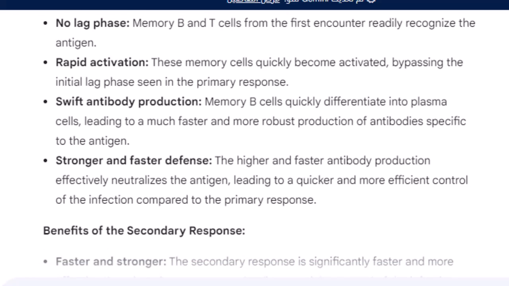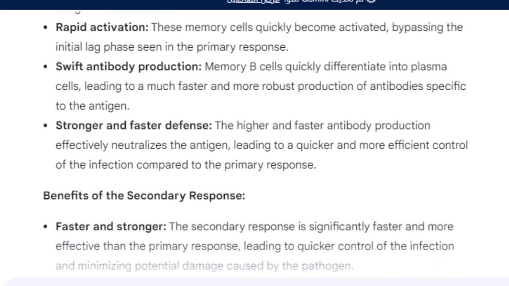Swift antibody production: memory B cells quickly differentiate into plasma cells, leading to much faster and more robust production of antibodies specific to the antigen. Stronger and faster defense: higher and faster antibody production effectively neutralizes the antigen, leading to quicker and more efficient control of the infection compared to the primary infection.